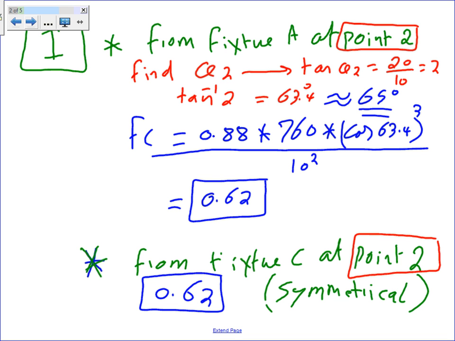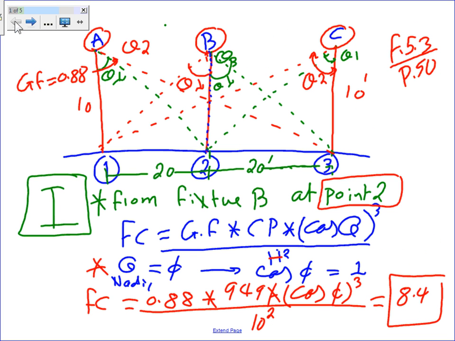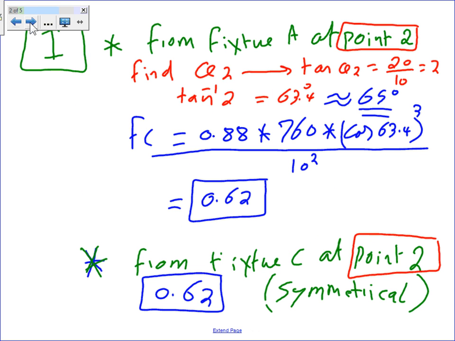One more time. I did the contribution from B to 2, then we find it from A to 2. A to 2 and C to 2 are identical. From C to 2 is exactly the same as from A to 2 because of symmetrical triangles, and it's the same angle. Do I need to do the calculation again? Symmetrical, identical. No need to repeat the calculation, unless Chad puts in a different height or different layout.